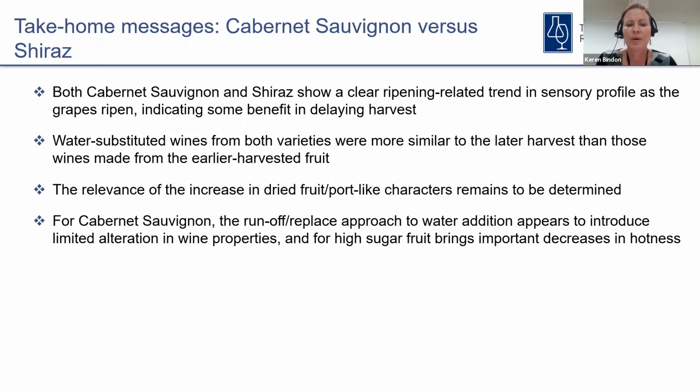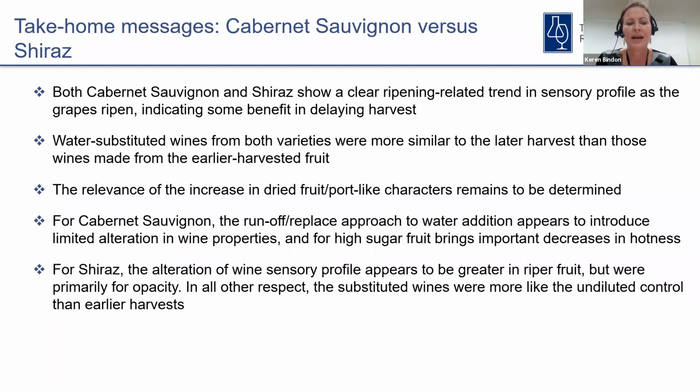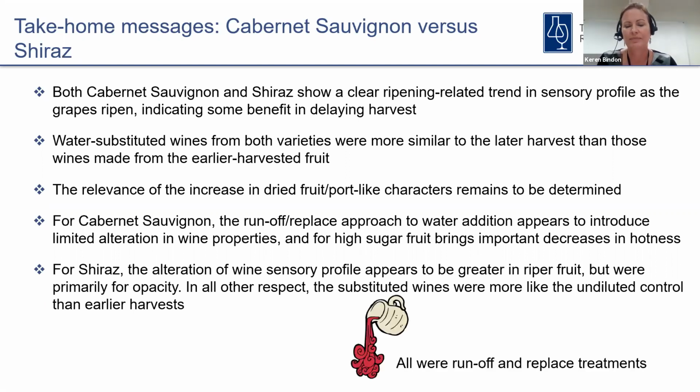So for Cabernet Sauvignon, we found that the runoff and replace approach produced much more limited alterations in wine properties, and important decreases in hotness when water additions were made. But I think we could see that for Shiraz, there was a greater alteration of the sensory profile in riper fruit, mostly for that opacity attribute. But in all cases, we saw that there was that clear difference from the earlier harvests, and especially when the wine was substituted to a lesser extent, they were more like the control wines.